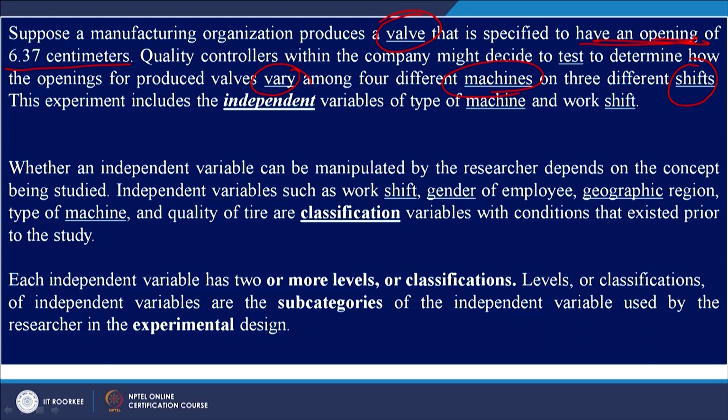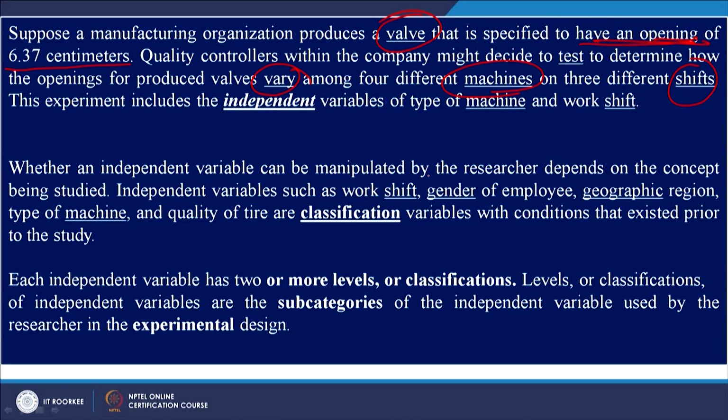So, let us say there is a manufacturing organization which is producing valves, and those valves can be produced by 4 different machines in different shifts, let us say morning shift and night shift. We want to know whether there is any variation in the diameter of the valve if we look at all these machines and these 2 shifts. So, the 4 machines are independent variables, and the shifts are again independent variables.